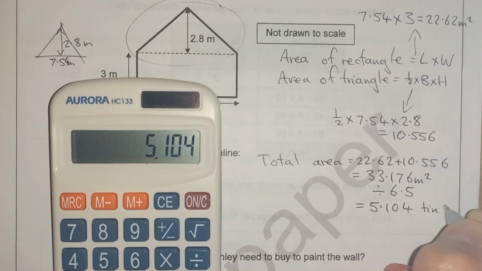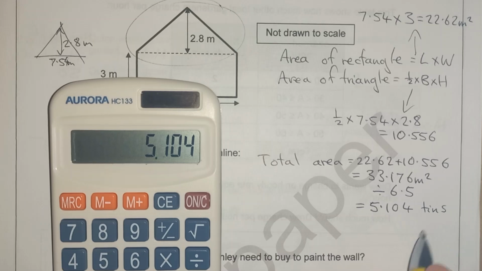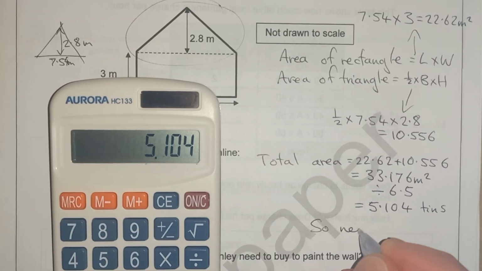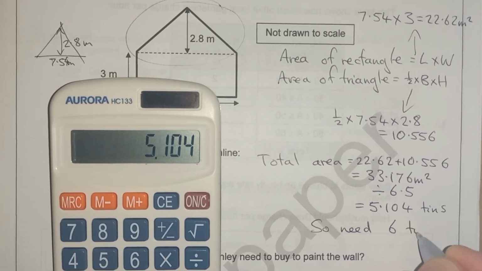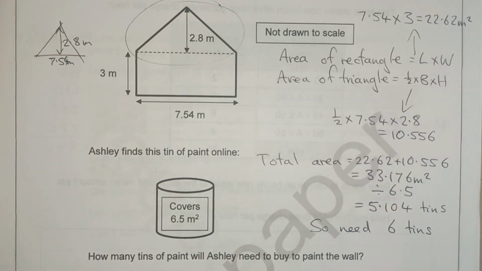We get 5.104 tins, but you're not going to be able to buy 0.104 of a tin, so we're going to need to buy 6 tins, because 5 tins won't be enough. Even if we only need a few drops, we've still got to go into that 6th tin.